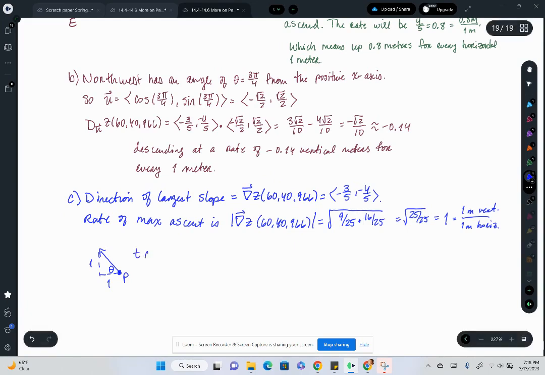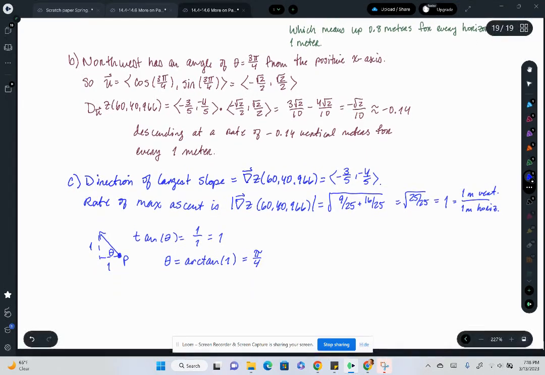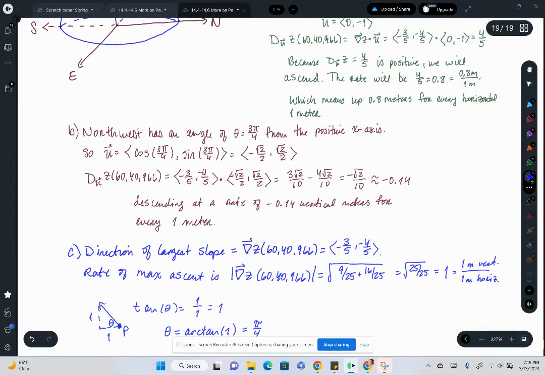And so if we were to put theta from the point, and we've got our horizontal line and our vertical line, that really gives us a nice right triangle right there. And then we can look at, well, tangent of theta is going to equal 1/1, which is just 1. And so theta will be the arctan of 1, which is pi/4. So the angle that the direction of the largest slope makes with a horizontal line is pi/4. That's it.